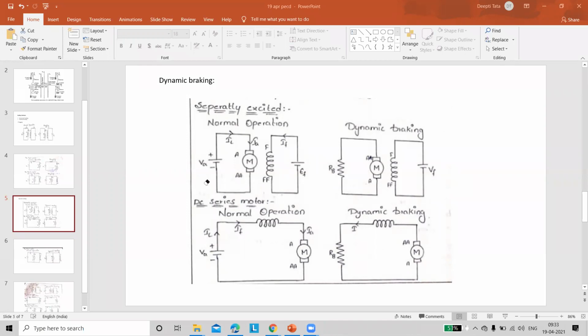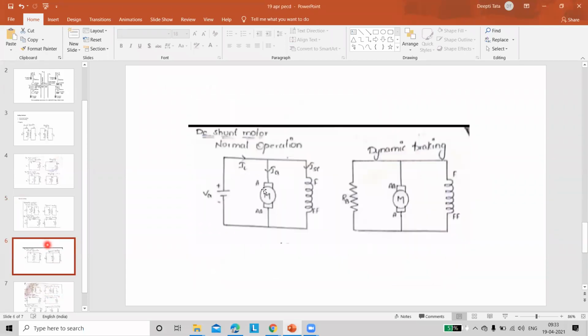See here, the armature voltage is going to be removed, and instead of the armature voltage, you are providing a resistance RB. The same thing is repeated in the series motor also, and in the shunt motor. In this also, the armature voltage is going to be separated and a resistance is going to be placed here. That is dynamic braking.